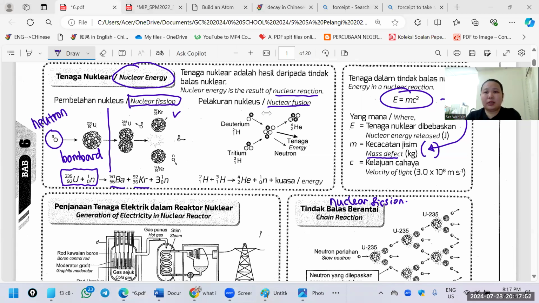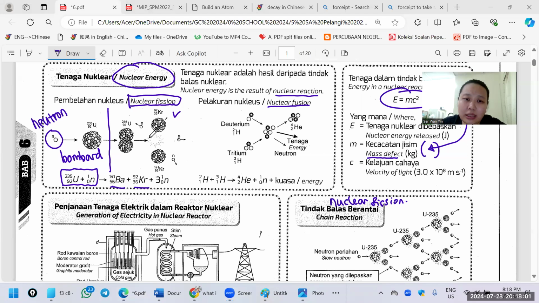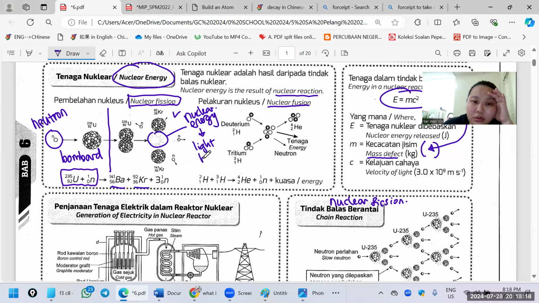An explosion only occurs when the products of the reaction can trigger more reaction. Actually here there is an explosion. Explosion means something goes up and gives energy. So this is the nuclear energy. And this nuclear energy will change to light and heat energy. Okay, so it will break into two bigger particles with 3 neutrons.